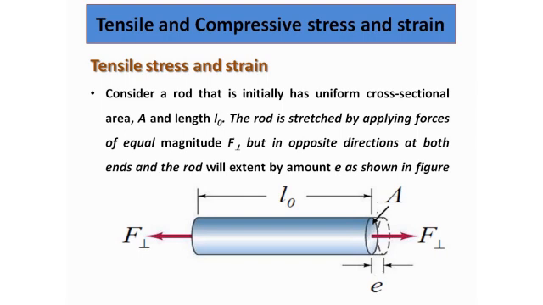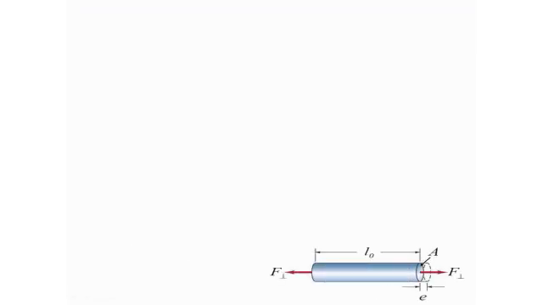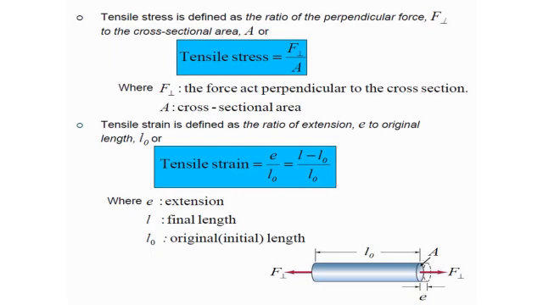The rod is stretched by applying forces of equal magnitude at both ends, but in the opposite direction. The rod will extend by an amount E as shown in the figure. Now from this we are going to get the stress and the strain. The tensile stress is defined as the ratio of the perpendicular force F divided by cross-sectional area. Tensile stress is F by A, where F is the force acting perpendicular to the cross section and A is the cross-sectional area.